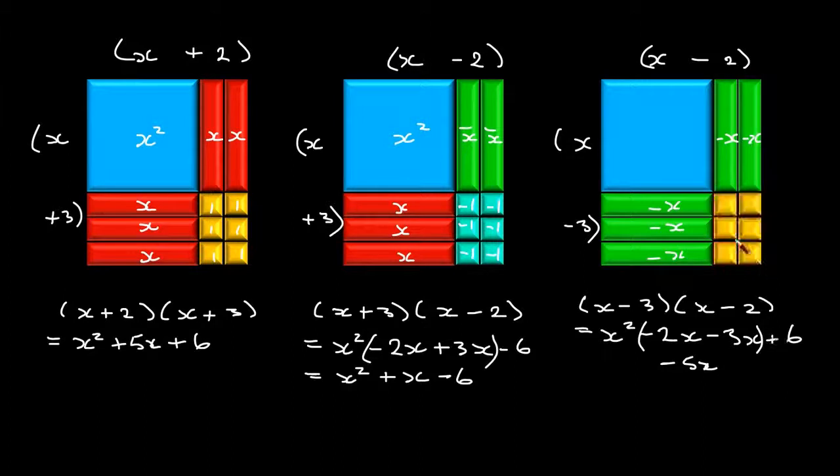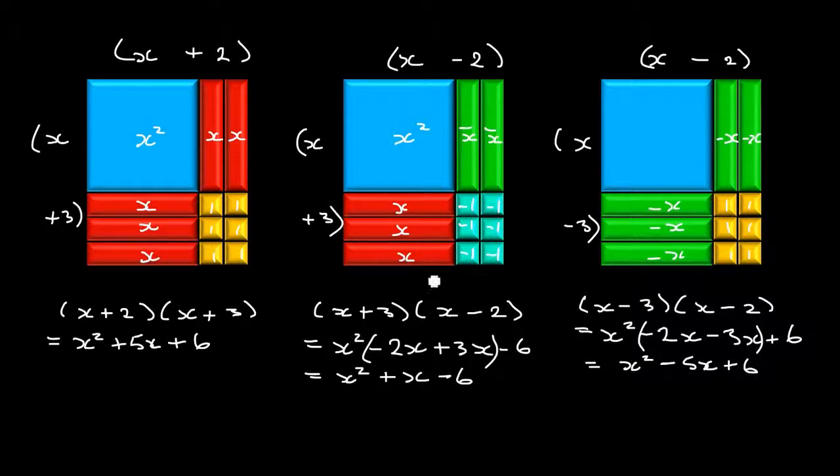So let's just change the colour here. So these are now, just as we had in the first example, positives. 1, 1, 1, 1, 1, 1 gives us 6. Okay? And let's complete this then. X squared minus 5x plus 6.